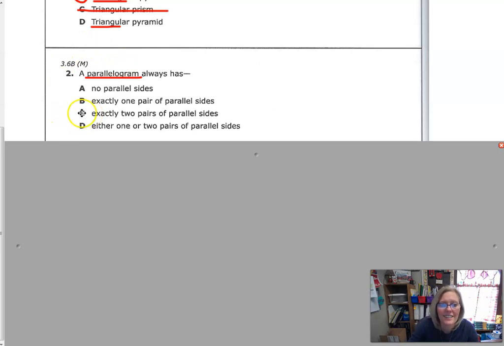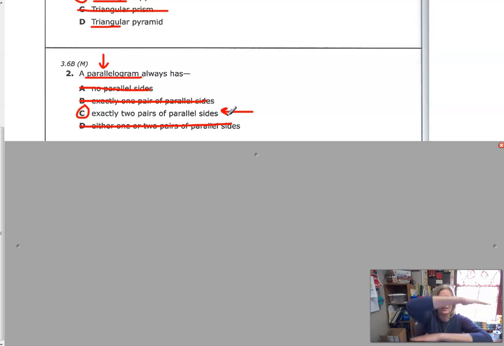Okay, so it has exactly 2 pairs. It can't have none. For goodness sake, the word parallel is in the word parallelogram. 1 pair is not enough, and there's never a choice. It can't either be 1 or 2. It has to have exactly 2 pairs. 2 pairs mean when you put 2 things, that's a pair and that's a pair.